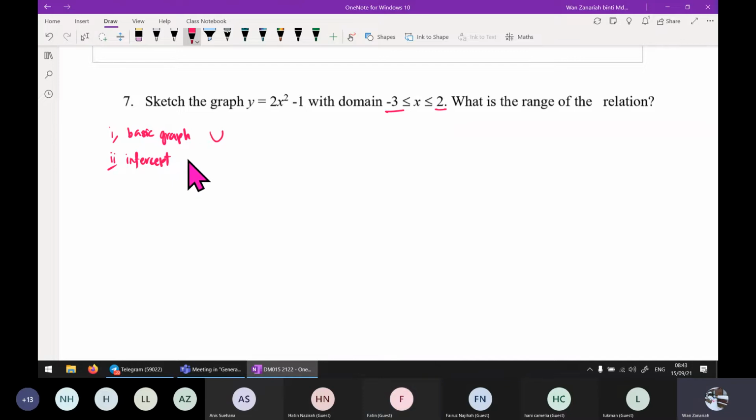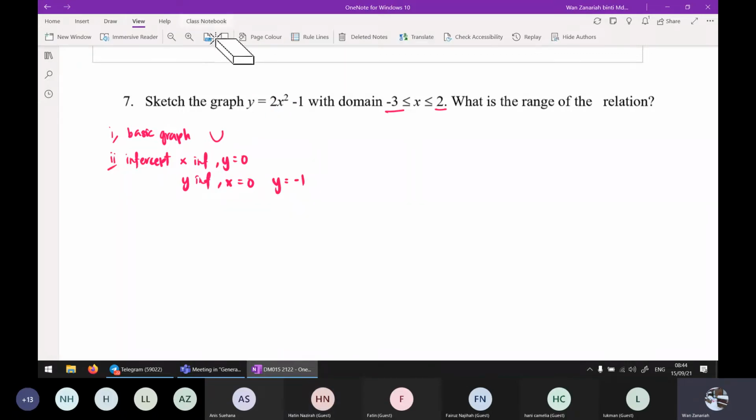Okay. So intercept kita ada x intercept. We have y intercept as well. Okay, kalau x intercept y equals to 0. Kalau y intercept adalah x equals to 0. Okay, so kalau x equals to 0, so y equals to negative 1. Okay, so sekarang bolehlah kita lukis, sketch. Bukan lukis, lakar.